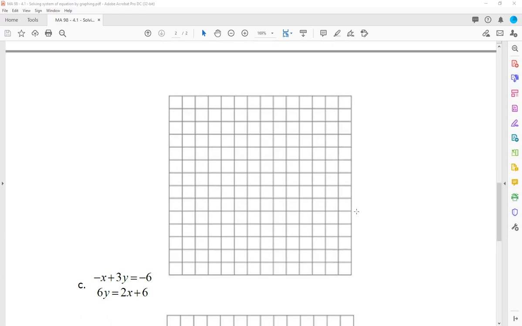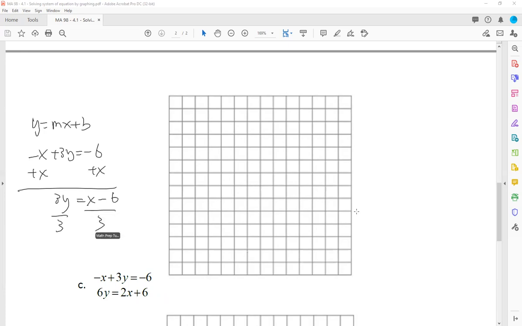All right, so now for this problem, notice that they gave us the equations in different formats. So I'm gonna go ahead and solve the equations into y equal mx plus b. So negative x plus 3y equal negative 6. This means I should add x to both sides. I get 3y equal x minus 6. Then divide by 3 on both sides. This means y equal 1 over 3 x minus 6 over 3, or basically 6 over 3 means it's 2.